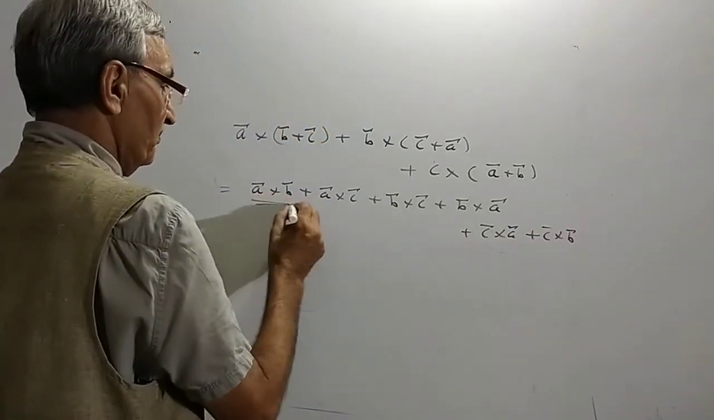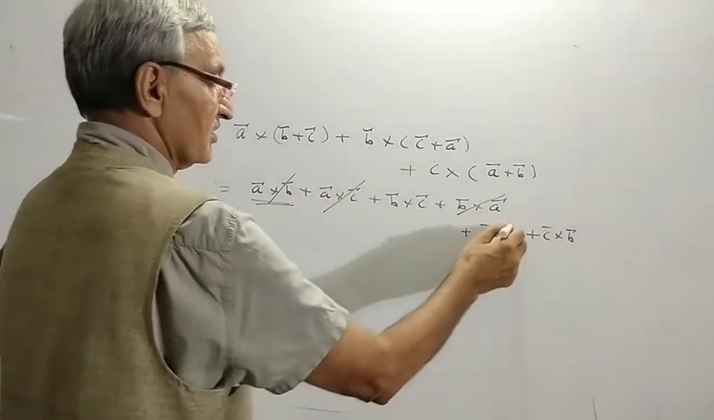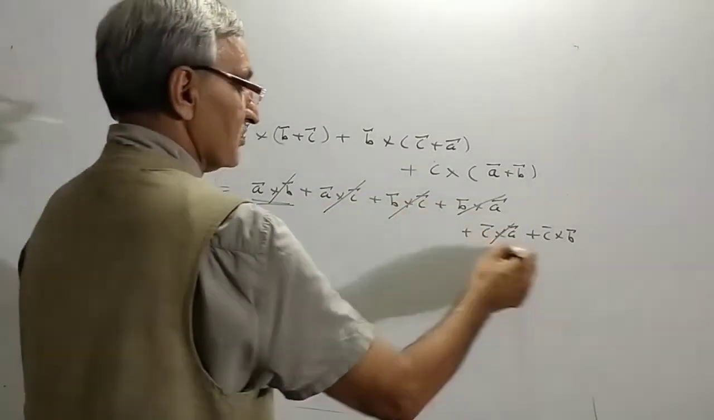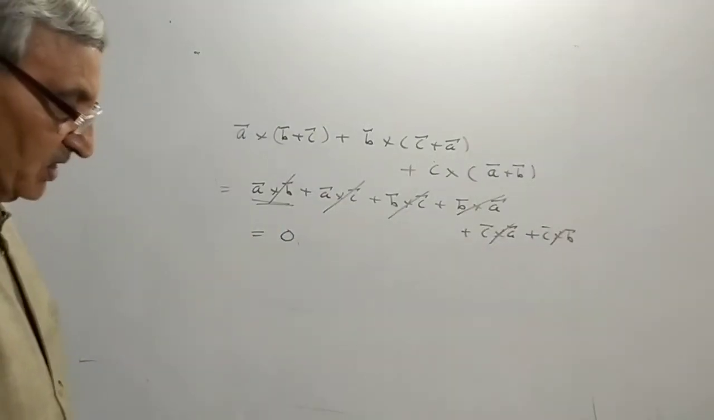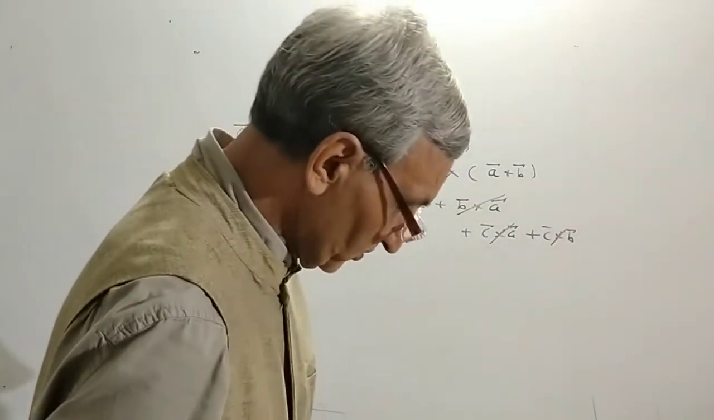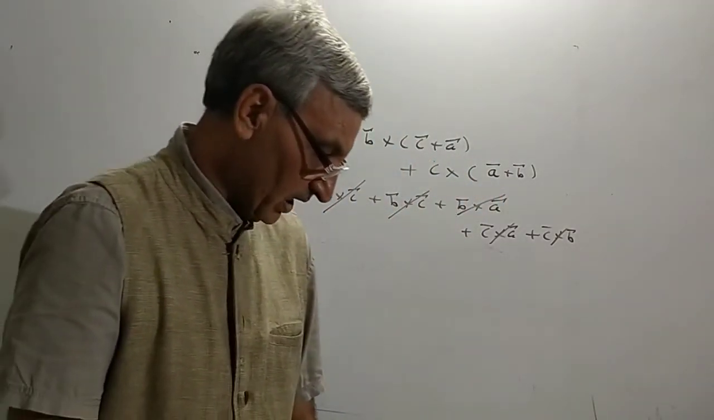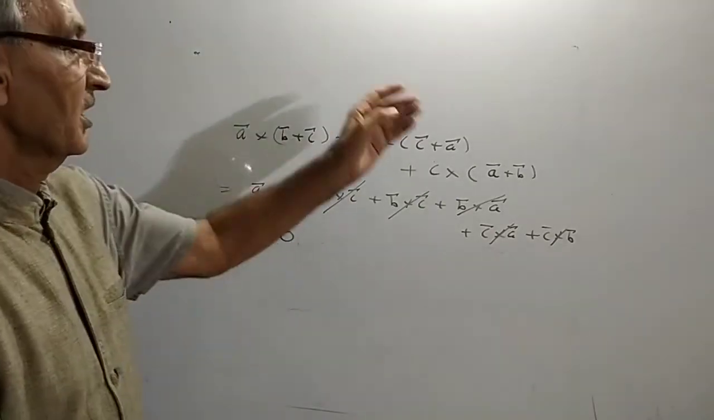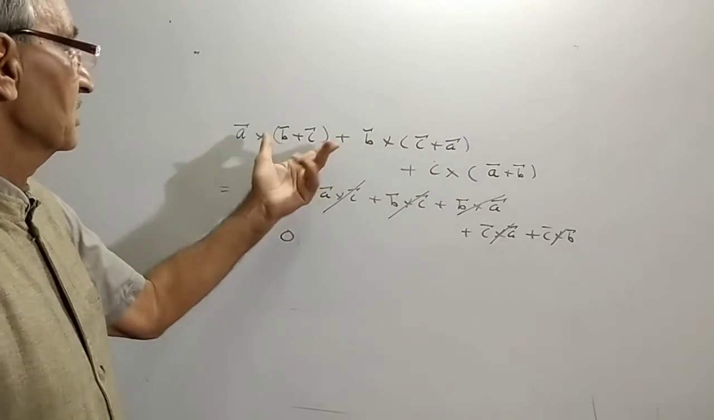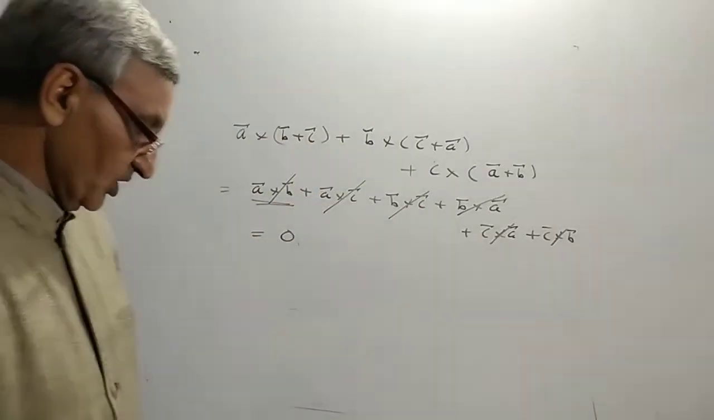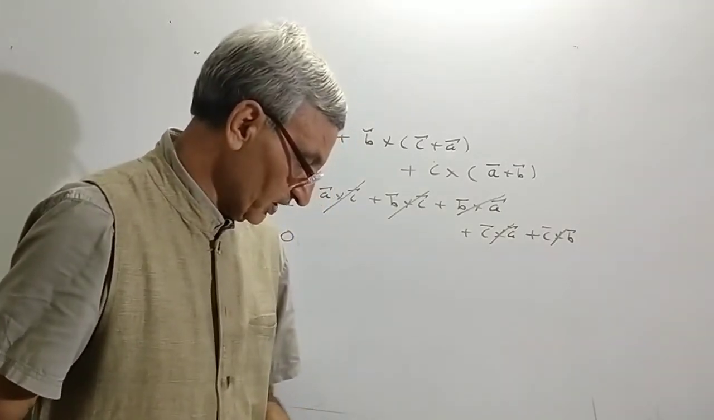A cross B and B cross A are opposite, so they cancel. A cross C and C cross A are opposite, so they cancel. B cross C and C cross B are opposite. Therefore, its answer is equal to 0. This question has been asked in NDA 2009. He has given A, B, C and has asked to find the value of this expression. Don't get confused. When you expand it, its answer is equal to 0. No need to find the value of A cross B cross C.